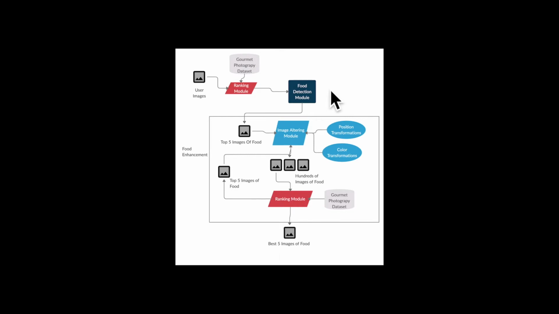The two things that did not make it into the final version of the software are that the food detection module was supposed to use artificial intelligence to detect the location of the food instead of human input, and that the position transformations module was initially supposed to use photographical heuristics to decide on how to position the food.